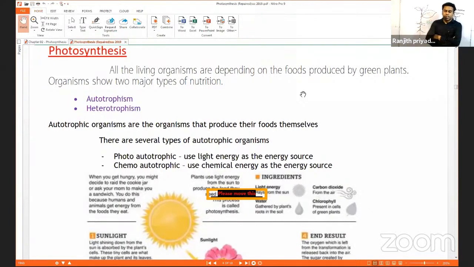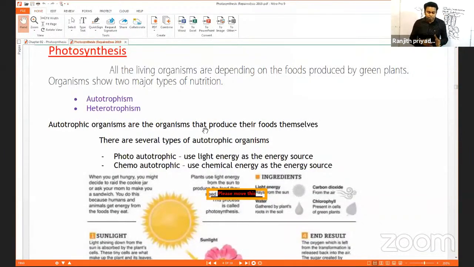Next point, take down. Yes, you can see that here. Autotrophic organisms are the organisms that produce their own foods themselves.